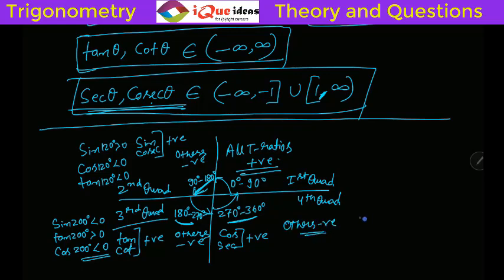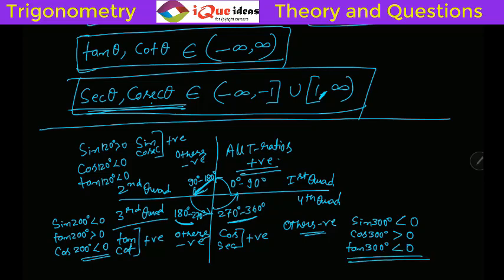So for example, if I take an angle 300 degree and we say sine 300 degree, cos 300 degree, and tan 300 degree, what can you tell us, what will be the sign of each one? Let's see. Sine 300 degree will be negative, cos 300 degree positive, tan 300 degree negative. Just try and understand that, okay.